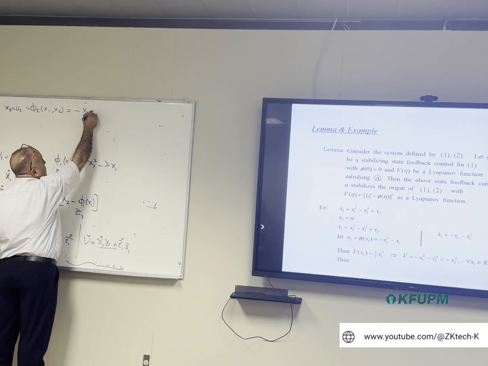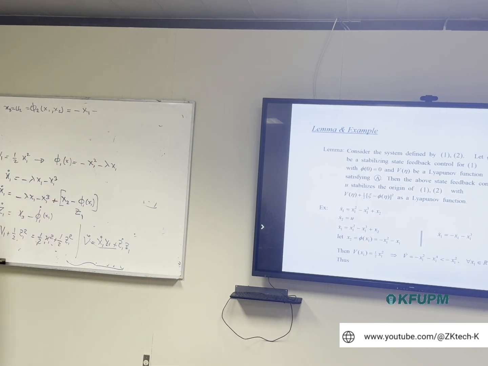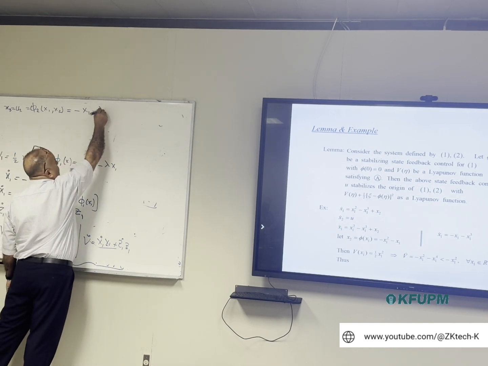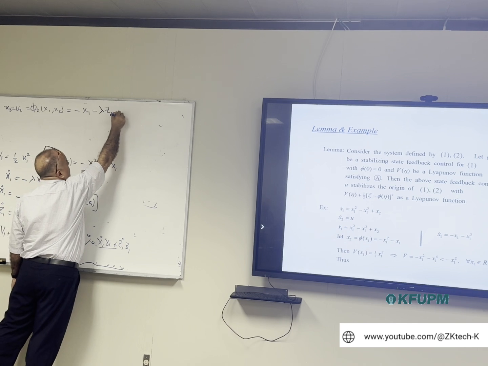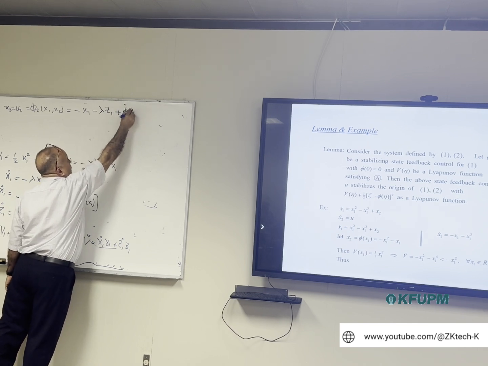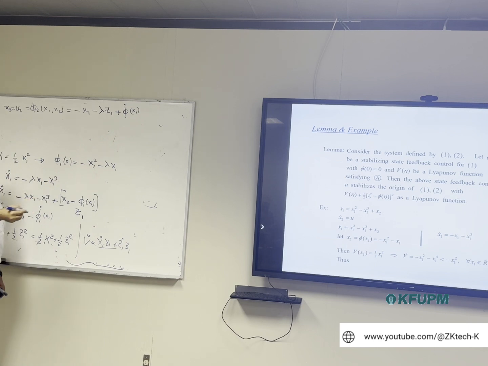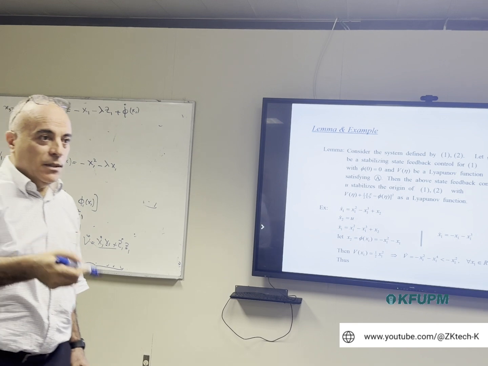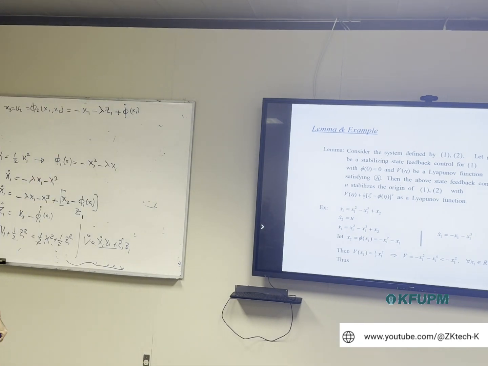Right? The last equation that I wrote for you was what? Minus x1 minus lambda z1 minus lambda x1, plus phi dot of x1. And you know phi dot of x1 is the total derivative with respect to time. So it's the partial derivative with respect to x1 times x1 prime. So this is your phi 2 now.